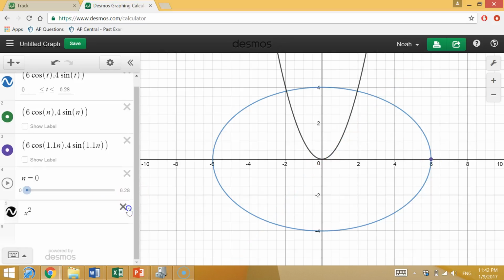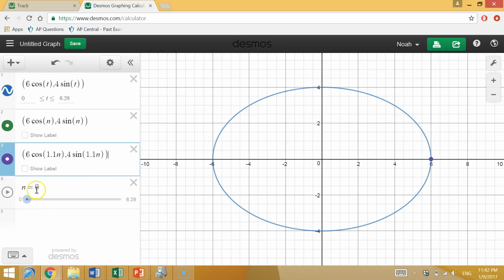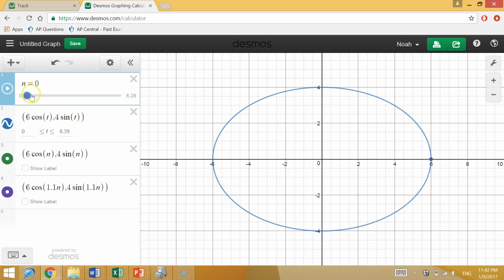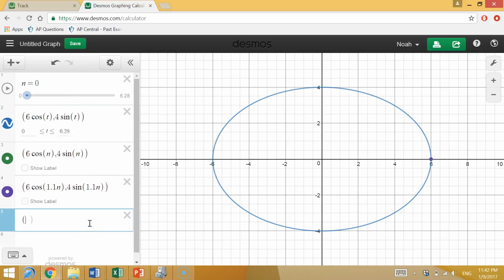So what I'm going to do is, once again, I'm just going to start by putting this guy up to the top. You can always just drag these to move them if you want to, and then I'll have that as my control all the time. So you can always, if you want to, just start at 6 cosine n, comma 4 sine n.